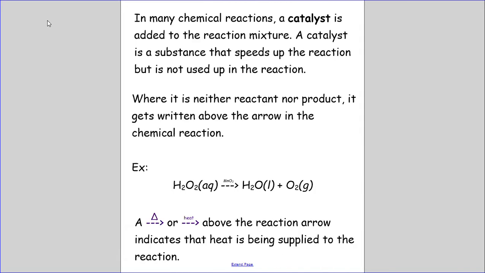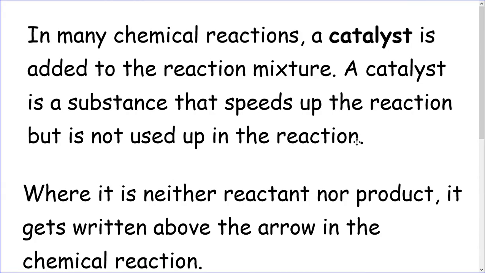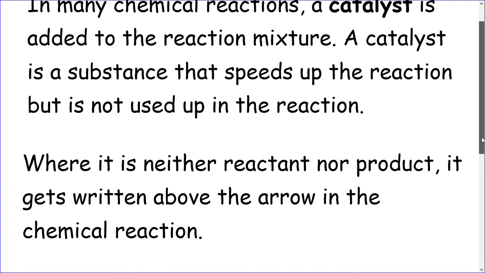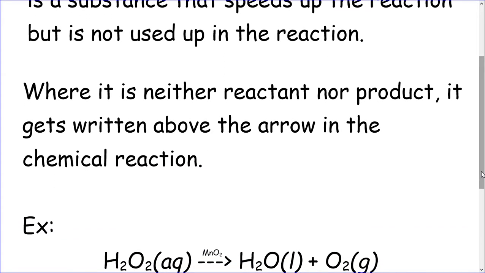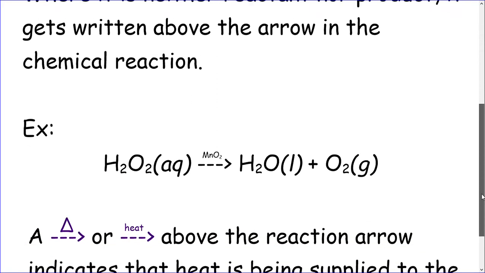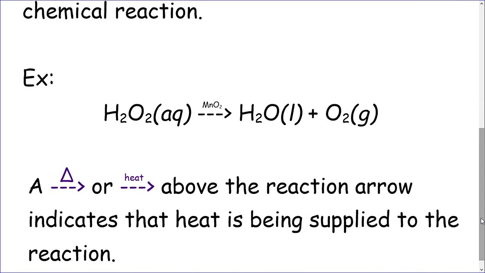In many chemical reactions, we can also have a catalyst. A catalyst is added into the mixture and it speeds up the reaction process, but it's not used up. Where it's neither reactant nor product, it gets written above the arrow in the chemical reaction. In the example here, we have hydrogen peroxide, H2O2, and manganese oxide is the catalyst, decomposing it into water and oxygen gas. That's just an idea of what it looks like when placed in a reaction.